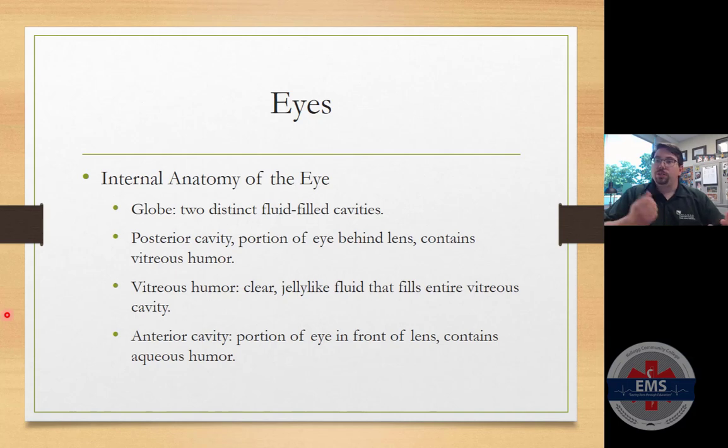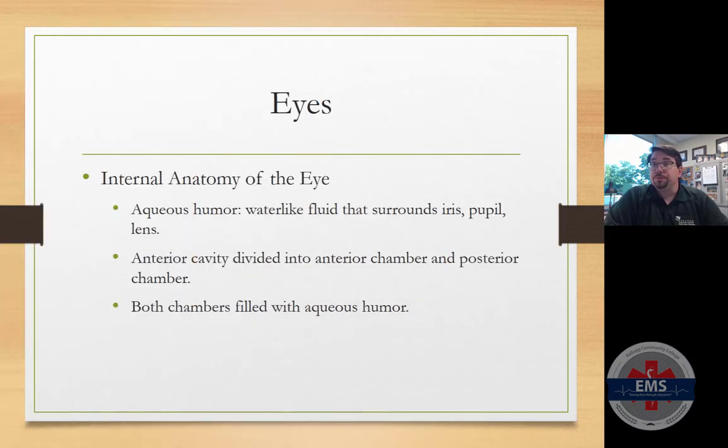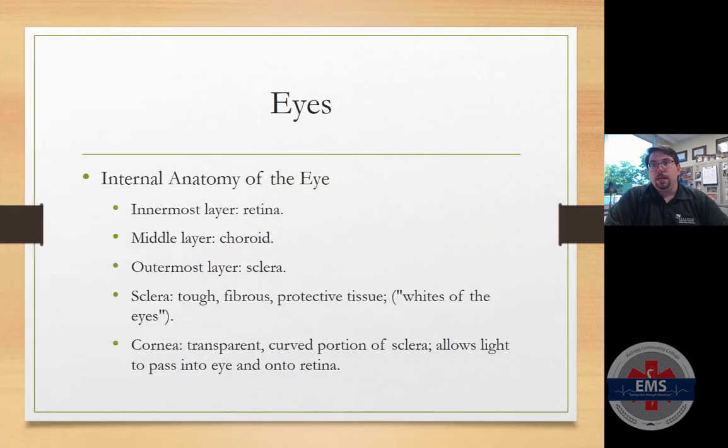And this contains an aqueous humor as well, which is another type of fluid that helps keep things moving clearly and helps your eye actually be able to focus. We also know that aqueous humor is a water-like fluid. We talk about it, right? It surrounds the pupil, surrounds the lens. The anterior cavity is actually divided into different chambers, both an anterior and a posterior chamber. Kind of sounds redundant, but that's what it is. And both of those chambers are going to be filled with that aqueous humor fluid.